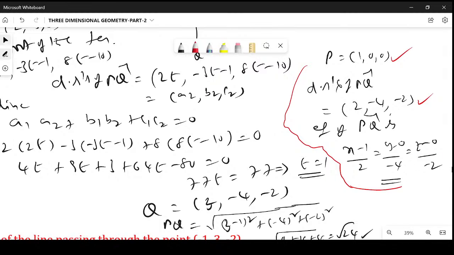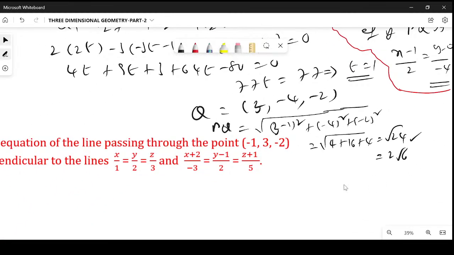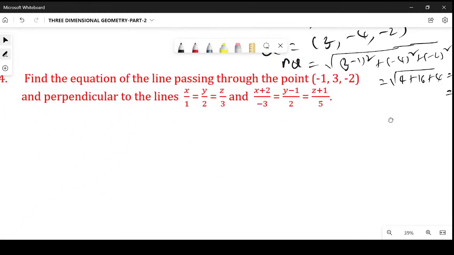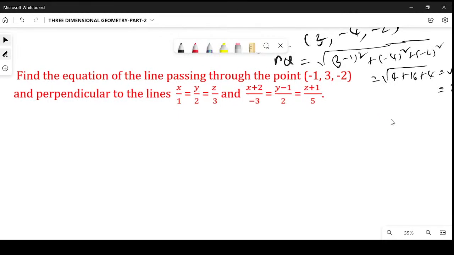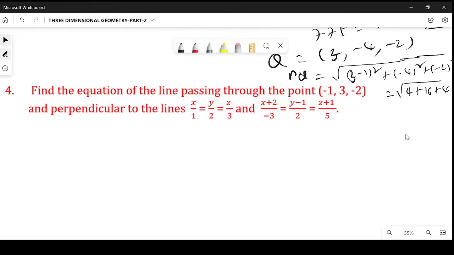I hope you understood this. If you have any doubt, you can ask me. I will repeat the problem. Anyone have a doubt, you can ask me, I can repeat the problem. Is it clear? I am going to explain the fourth one now.